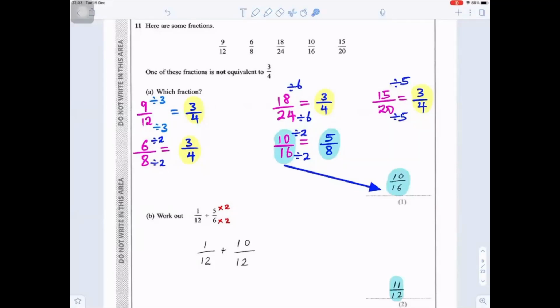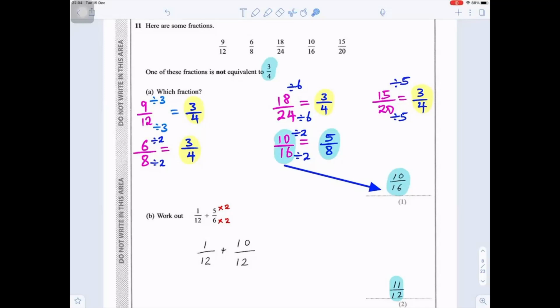Question number 11. Here are some fractions: 9 over 12, 6 over 8, 18 over 24, 10 over 16, 15 over 20. One of these fractions is not equivalent to 3 over 4. Which one is not equivalent to 3 over 4? So the first thing you want to do is simplify all the fractions. So you write 9 over 12. To simplify it, you use the highest common factor for 9 and 12, which is 3. 9 divided by 3 is 3, and 12 divided by 3 is 4. So that simplifies to 3 over 4.